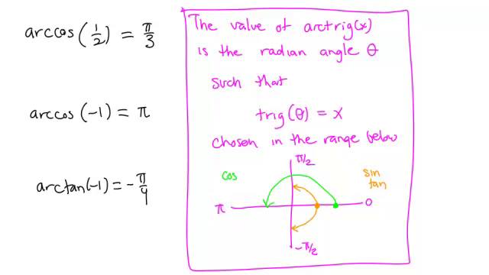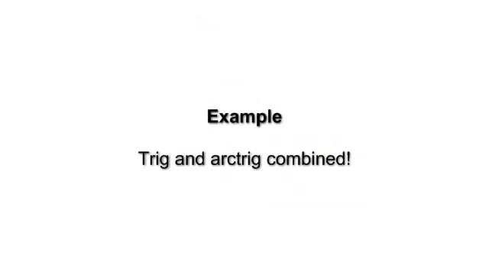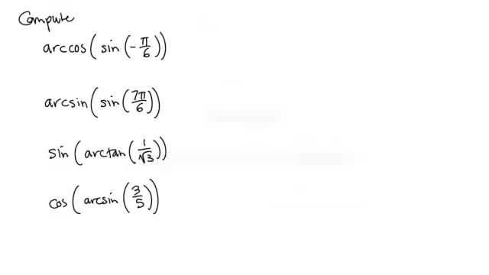And so this is sort of a useful summary in being able to make computations with the arc functions, arcsine, arccosine, arctangent. So let's do a couple more complicated versions of these problems to review our trig and our inverse trig skill set. Let's compute the following 4 different trig/inverse trigonometric computations. The arccosine of the sine of negative pi over 6, the arcsine of the sine of 7 pi over 6, the sine of the arctangent of 1 over root 3, and the cosine of the arcsine of 3 over 5.